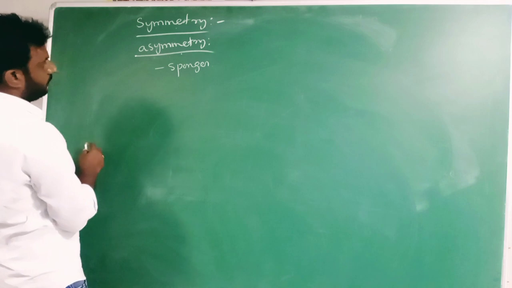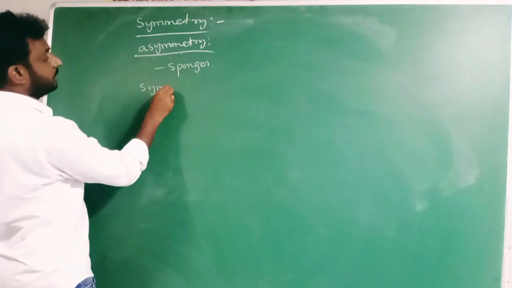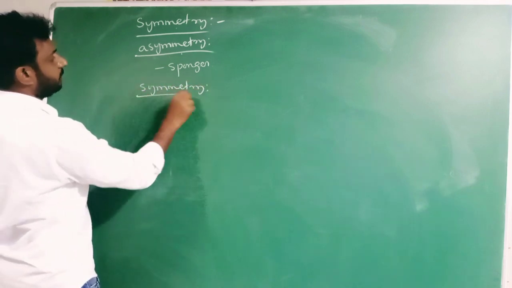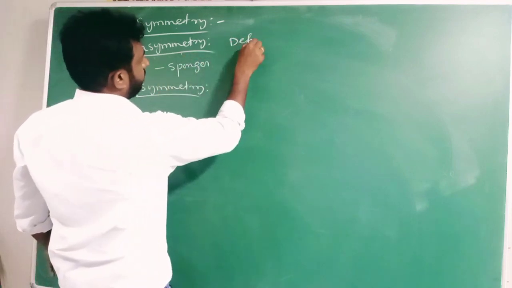Asymmetrical animals. Then symmetry. What is symmetry? In the symmetrical animals, a definite body form is present. In asymmetry, a definite body form is absent.